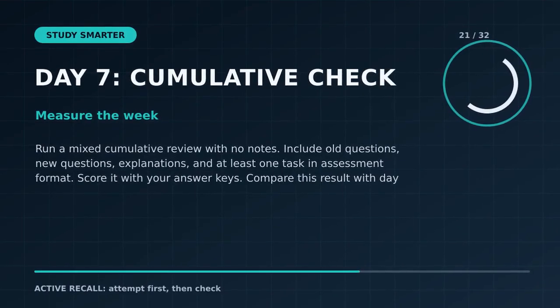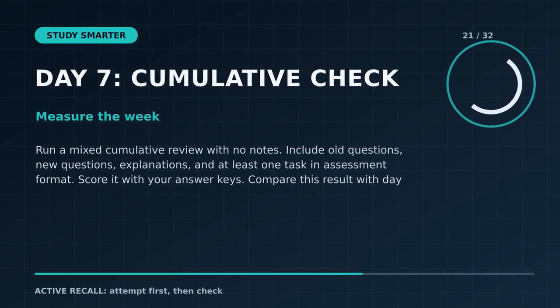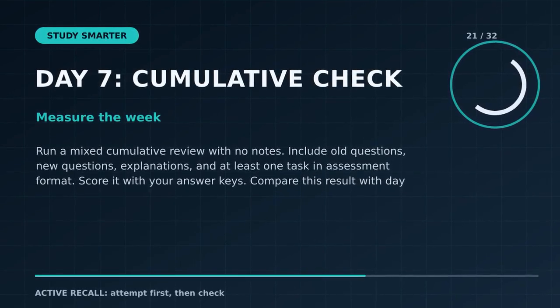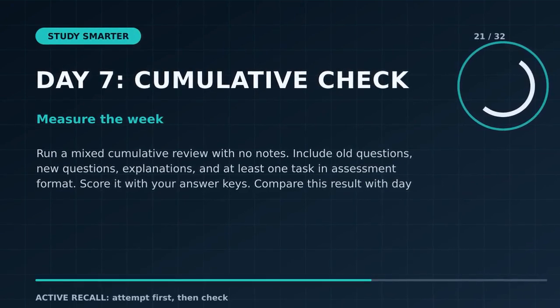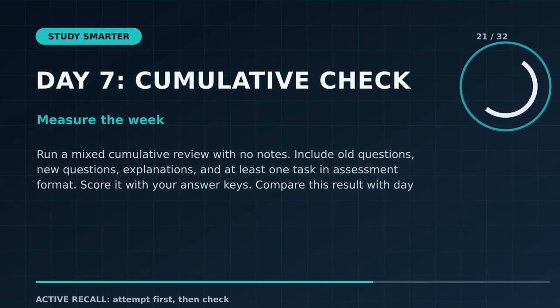Run a mixed cumulative review with no notes. Include old questions, new questions, explanations, and at least one task in assessment format. Score it with your answer keys. Compare this result with day 1's baseline, then choose only the unresolved red and yellow items for the next cycle. The system repeats, but the weak spots should become more precise.